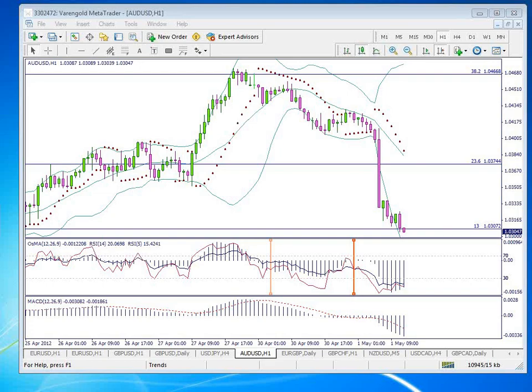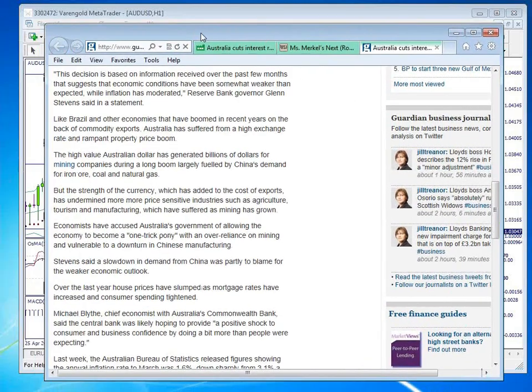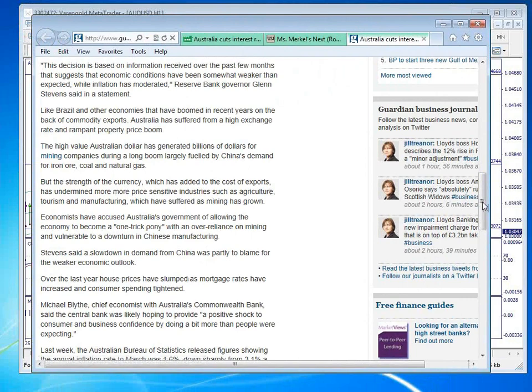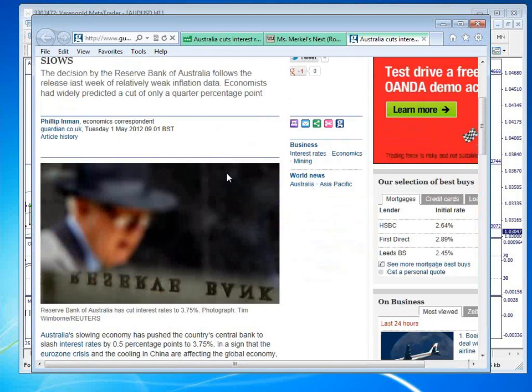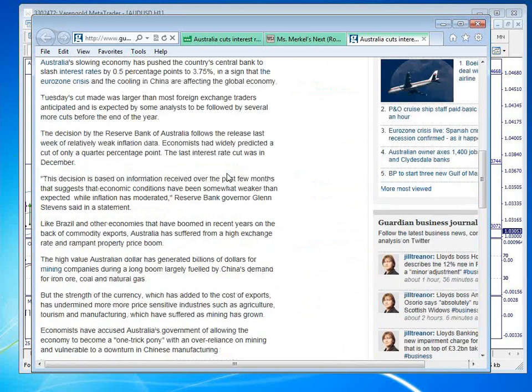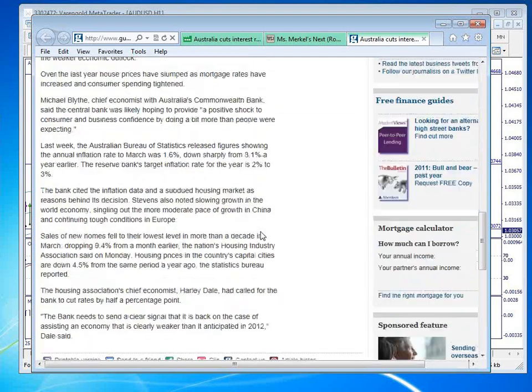Yes, it was one announcement. This is what I wanted to show to you. Australia cuts interest rates as economists love. Maybe it is one interesting article to read.